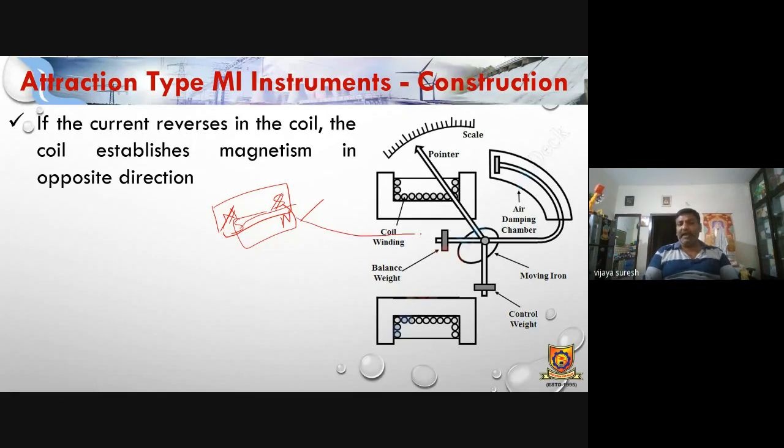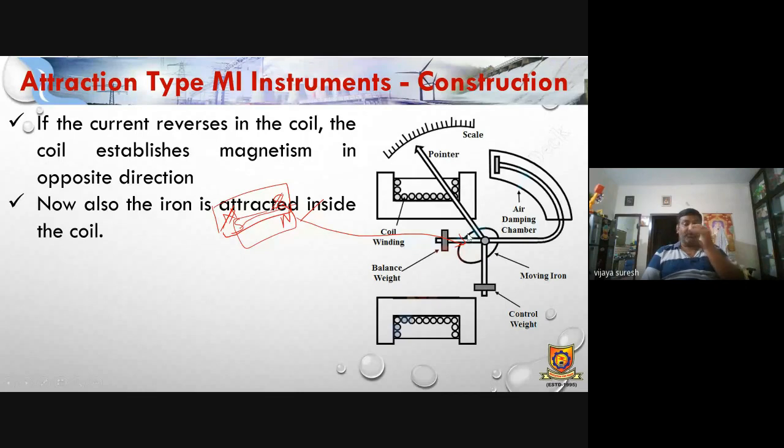This magnet is going to attract this iron piece. So again, this iron is going to deflect, or rotate. So even though you are reversing the direction of current, it is going to establish the same magnetism property in the opposite direction. So again, it is acting as a magnet. This magnet is attracting the iron, so iron will start deflecting. Once it is deflecting, it is connected with the spindle. The pointer will move. The balance and control weights also will move, and in the air friction damping chamber, the damping process is also going to take place, right?